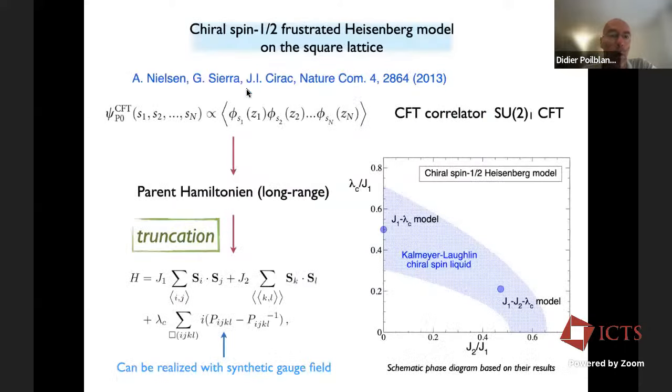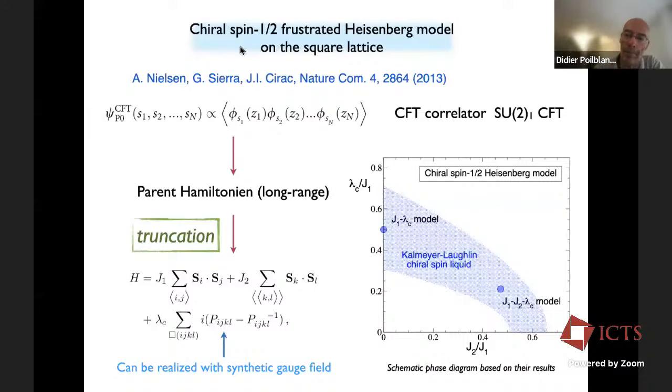Now, the first illuminating paper for me about chiral spin liquid is a very nice paper by Nielsen, Herman Sierra, and Ignacio Cirac that tried to construct a parent Hamiltonian for these states. So that's the first real proof that there exists a simple model that can host such states.